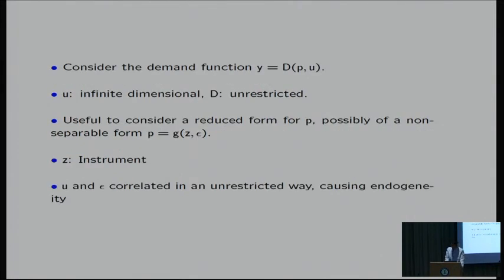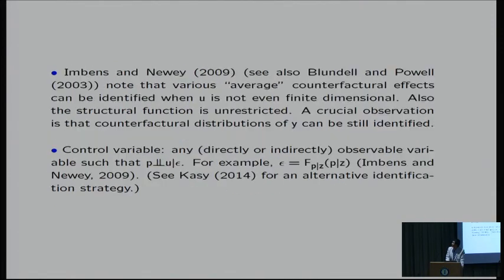But then, there are a few papers like Imbens-Newey and also Blundell and Powell review paper. So they note that as long as you're just interested in average counterfactual effects, sometimes you can get away with totally unrestricted, potentially infinite dimensional U, which is great because in our case, U is the utility function.